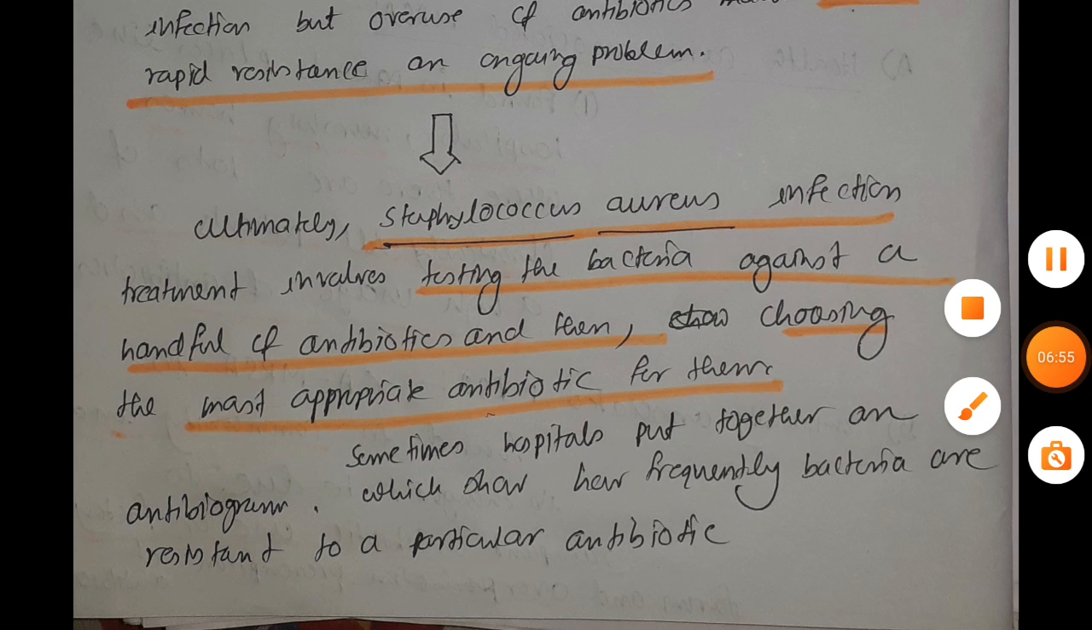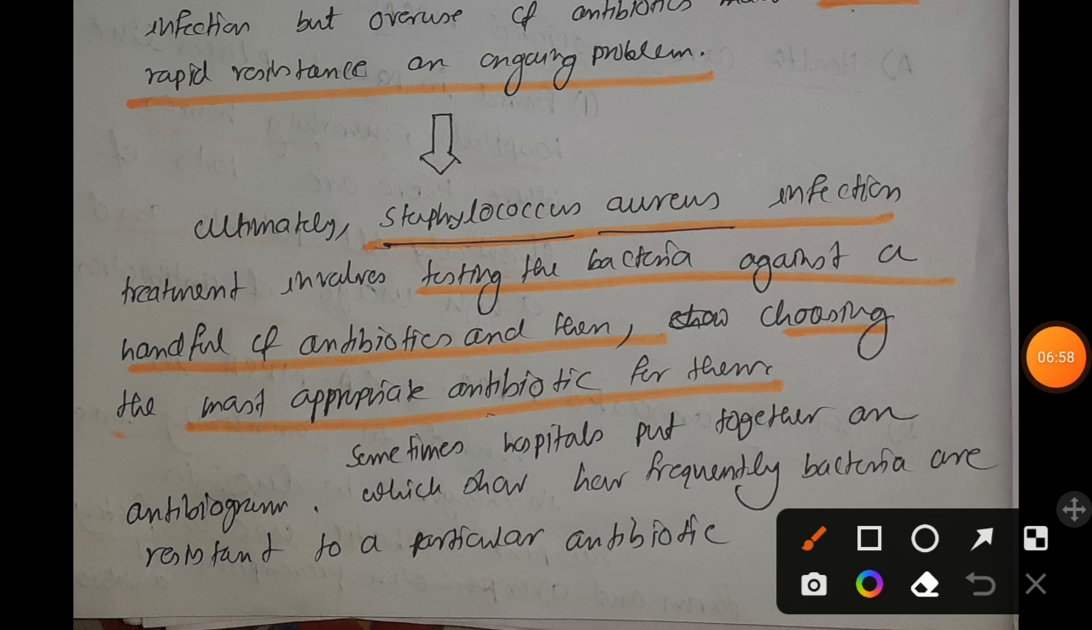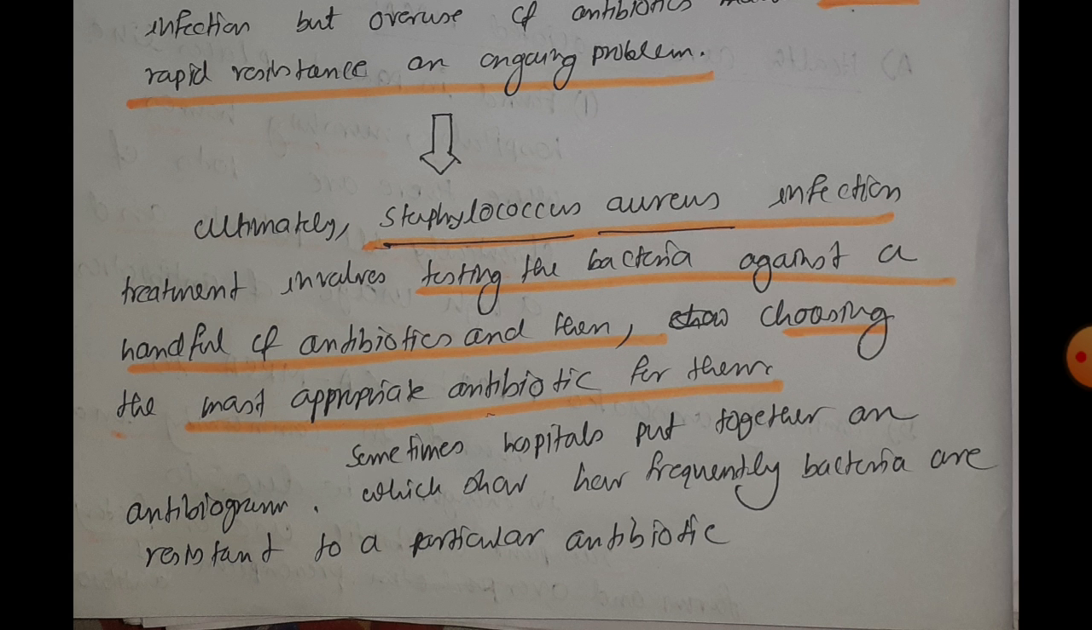Okay, so now what to do? So nowadays we are simply testing various types of a handful of antibiotics against a particular type of microorganism, to find out which antibiotic will work well against that particular microorganism, and we are also using antibiogram for finding out which antibiotic will be useful.